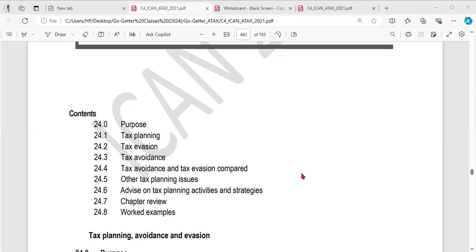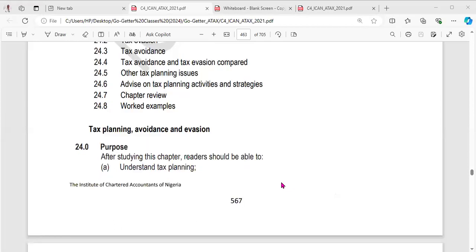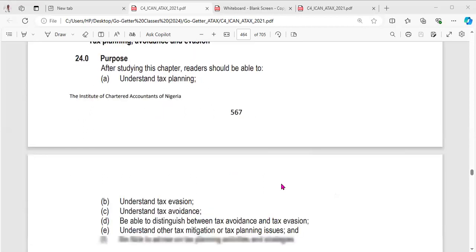What are those things that you do in tax planning? We also had a little talk about tax planning when we were discussing tax practice management. Then we'll talk about tax evasion and tax avoidance. When we compare them, we'll talk about other tax planning issues, and we'll see advice on tax planning activities and strategies. So let's get down to business.